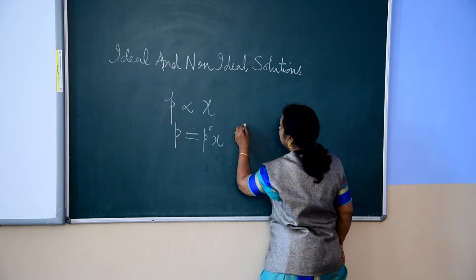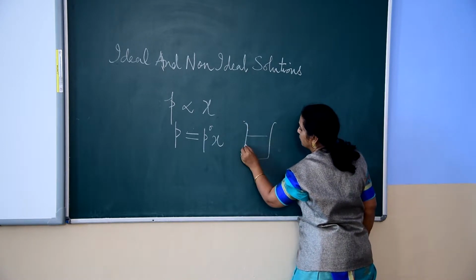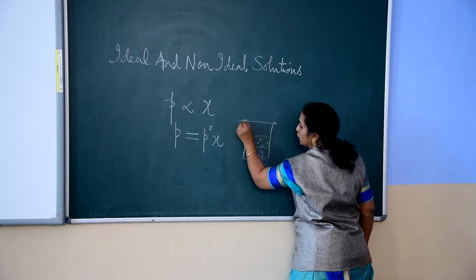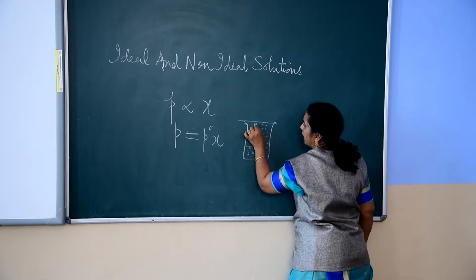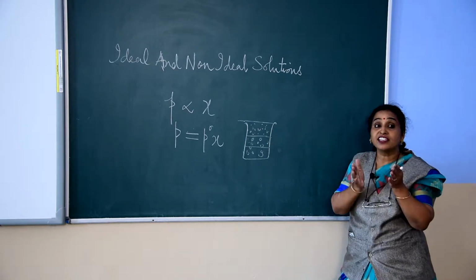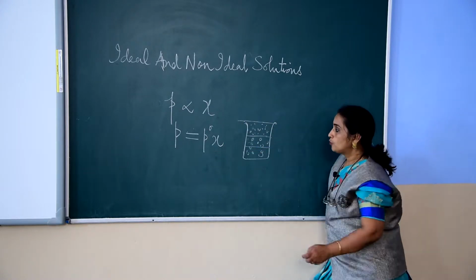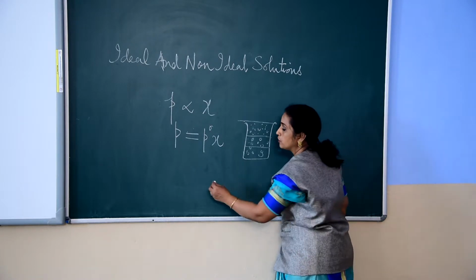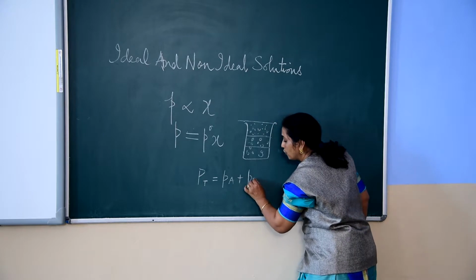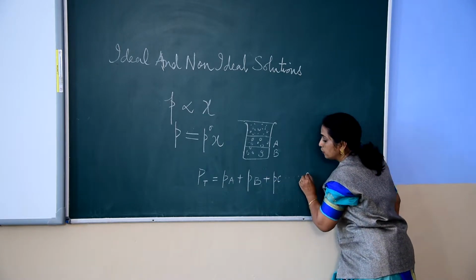For example, if we consider a solution made up of different components, A and B. Each of these components has its own vapor pressure under different temperatures. The vapor pressure of each component that exists individually will contribute to the vapor pressure of the component in the pure state. According to Dalton's law of partial pressure, the total pressure P will be equal to PA plus PB for the two components A and B. If there are more components, it will be equal to PC and so on.